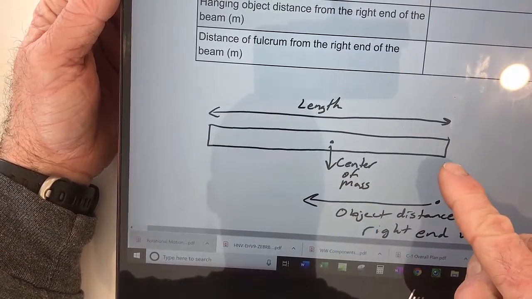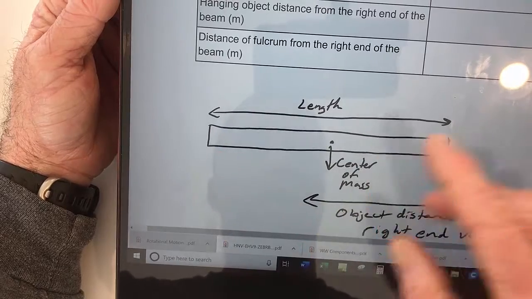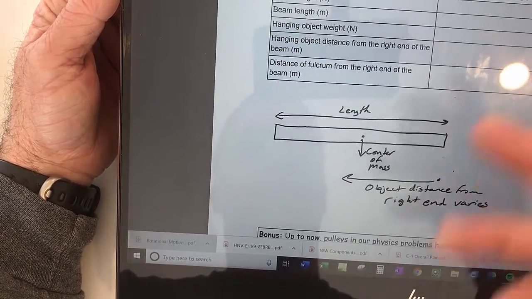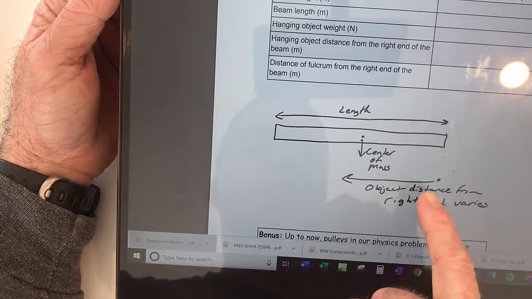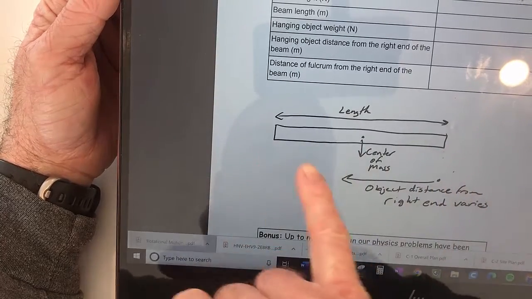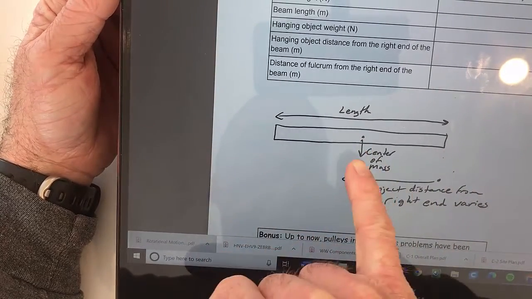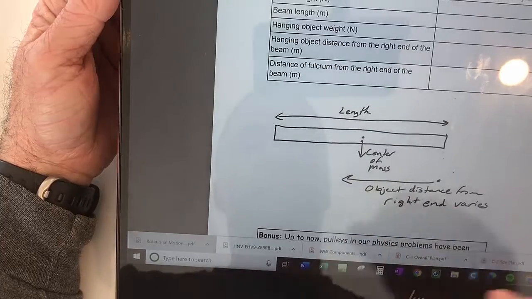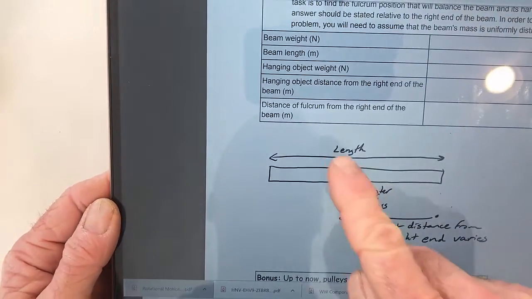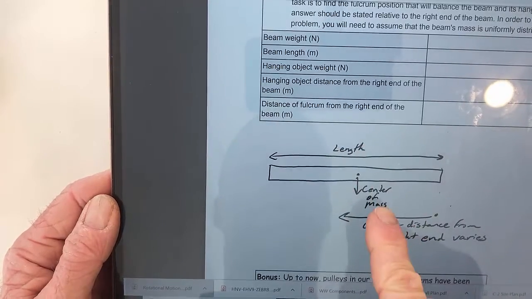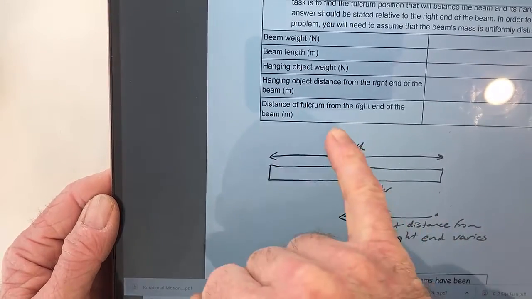There's an object hanging somewhere, some distance from the right. We're given the distance from the right, and we're also given the weight of the object. So people are going to have objects at different points along here. You're going to have beams of different lengths. You're going to have beams of different masses, but those are the commonalities. What you have to do is tell where you should put the fulcrum in order to balance this beam in terms of distance from the right end.